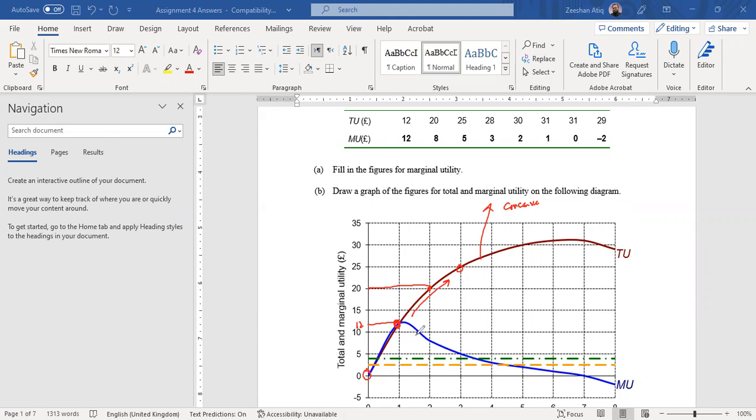For the second visit, or for the 2 visits, the total utility becomes 20. It means that the additional utility that a person gets is not 20 from the second unit, it is 12 from the second unit. It just becomes 8. So that's what basically happens.